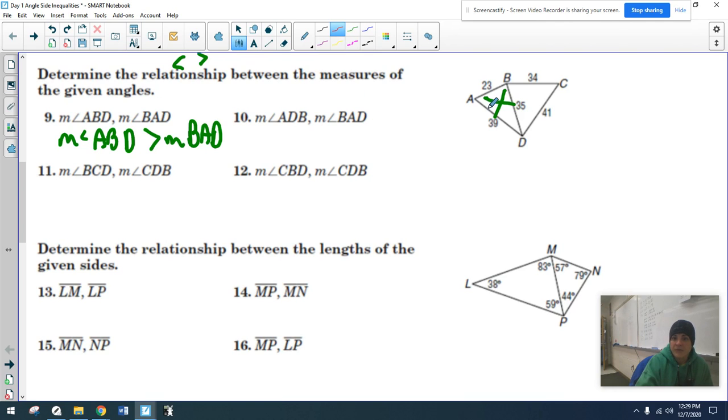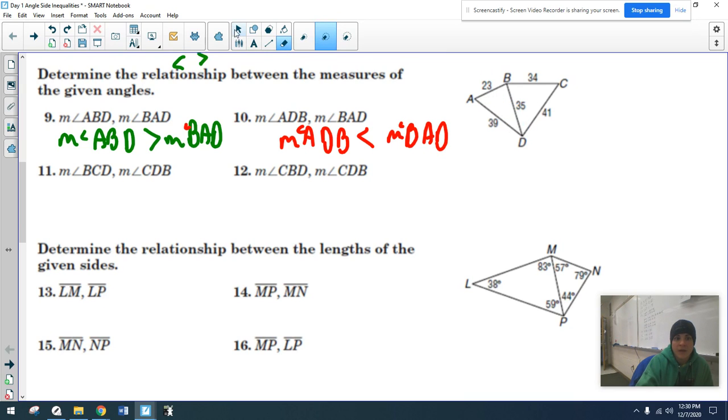Okay, next, if I'm doing ADB, this one, compared to BAD, that's this one. So go across. This angle is 35. This angle is 23. So ADB, this one, it's got the smaller side, so it's going to be the smaller angle. So less than. I forgot my little angle signs. Okay, so always compare the first one to the second one. So the first one, and then you decide if it's going to be less than or greater than the second angle. Okay, that's all you're doing every single time.